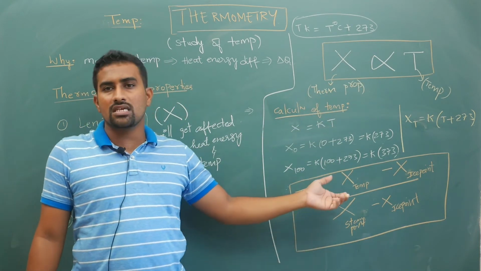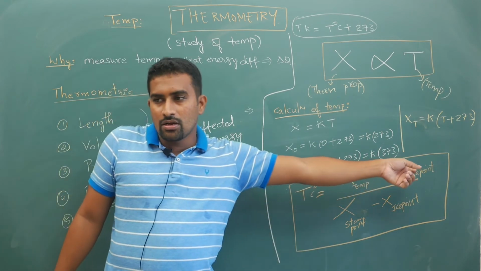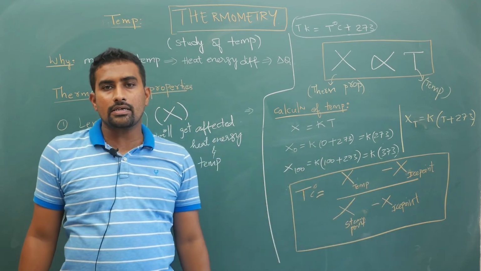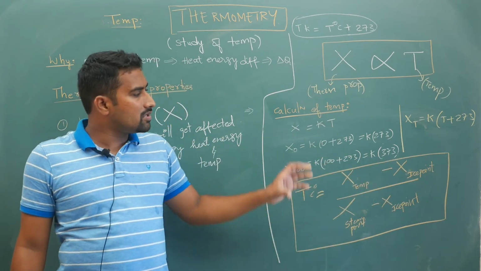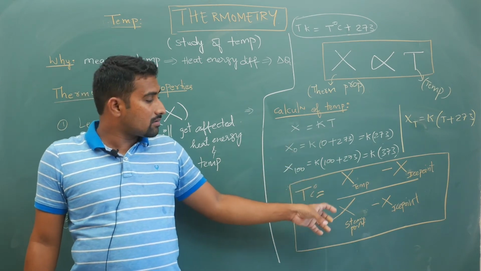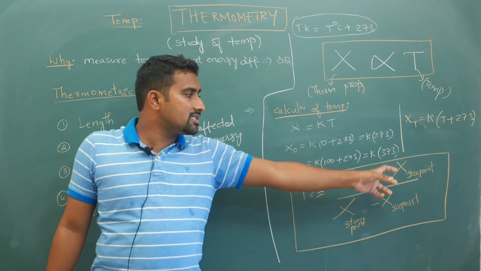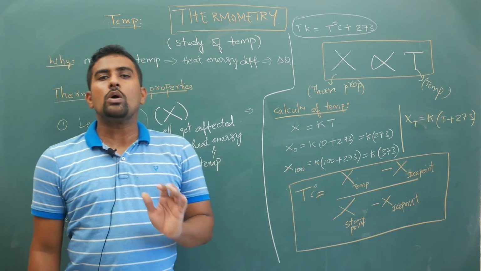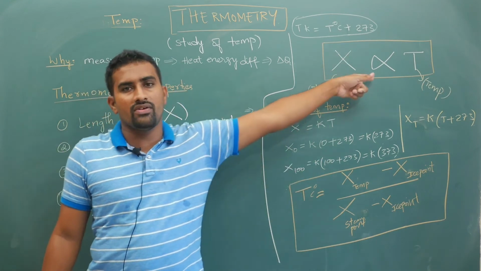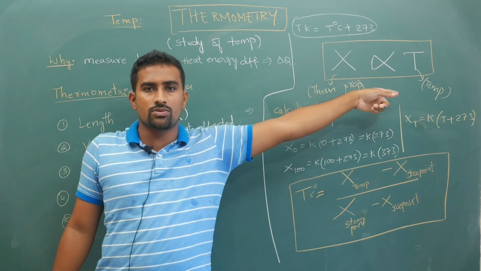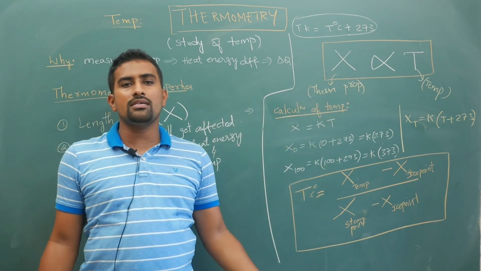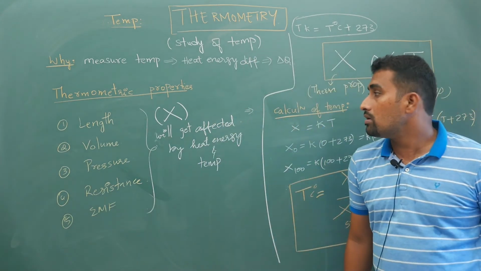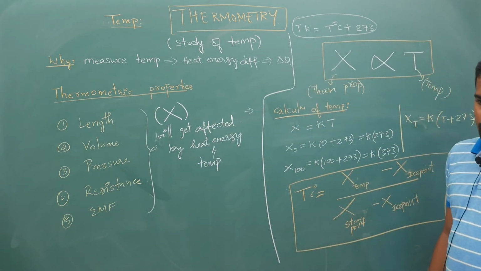Many books just give you upper fixed point minus lower fixed point by temperature minus upper fixed point by lower fixed point, like that they will write. But it is not correct. Your thermometric property at that temperature minus thermometric property at 0 by thermometric property at steam point minus ice point will give you temperature if and only if this direct variation of the thermometric property with temperature is valid. If this is not valid, then it is gone. It is not correct at all. Hope you have understood what I am trying to explain. So just copy this.